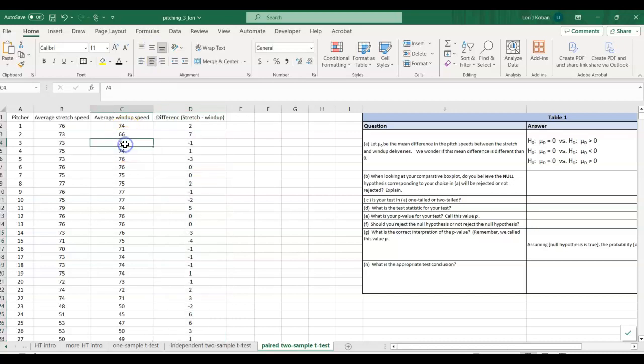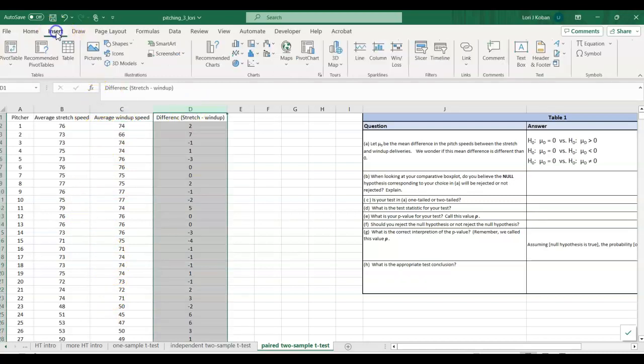And this data is paired because data from here and data from here, you can't switch them. You can't take the stretch data from pitcher 1 and the windup data from pitcher 2. They go hand in hand. And that is why they're paired. You cannot resort one column and have it be the same.